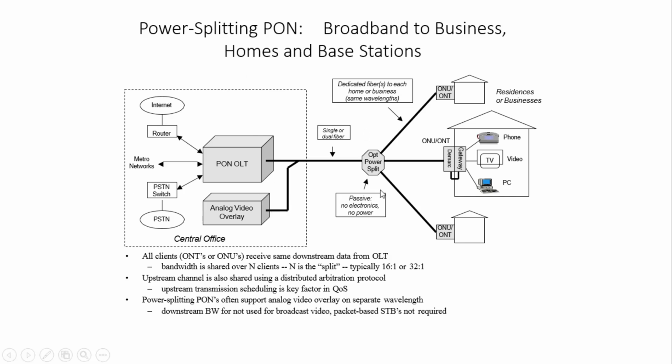It is given to the passive, no electronics, no power devices. After that, it is given to the end users such as residential or businesses, phone, television, PCs and so on. All clients receive the same downstream data from the OLT. Bandwidth is shared over n clients, n is split typically 16:1 or 32:1. The upstream channel is also shared using a distributed arbitration protocol. Power splitting PONs often support analog video overlay on a separate wavelength. So in this way this system works.